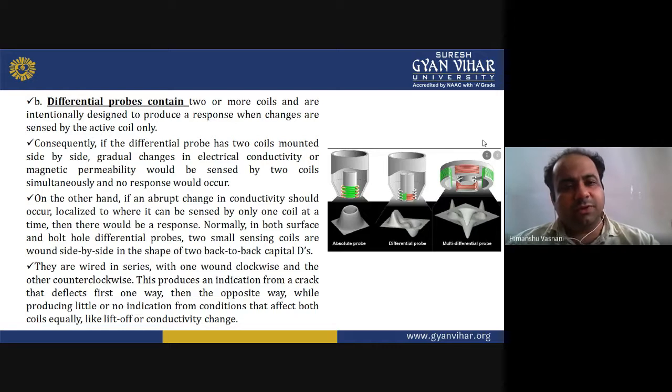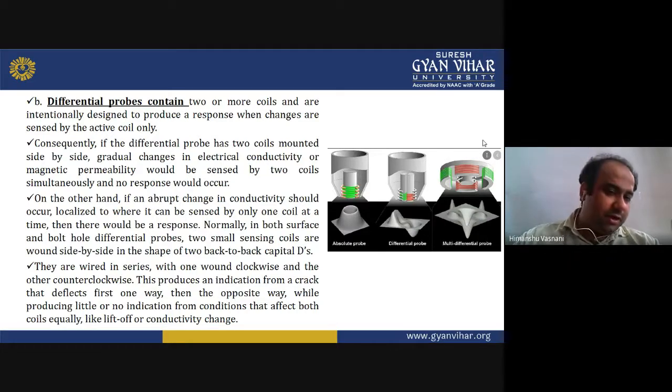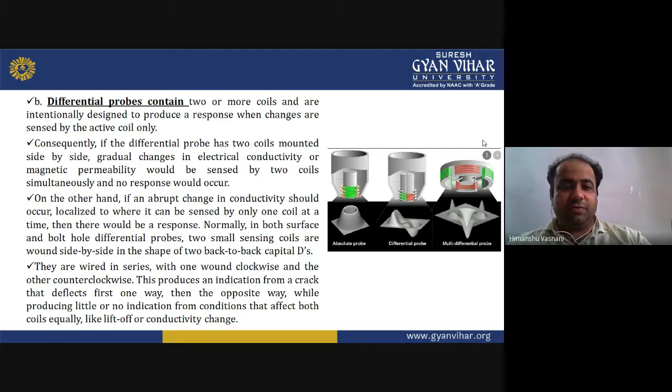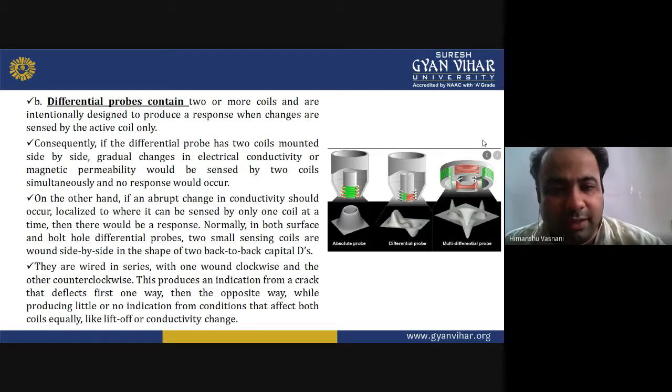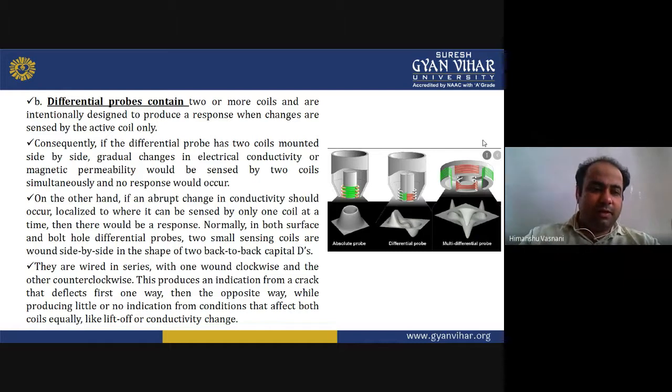Consequently, if a differential probe has two coils mounted side by side, gradual changes in the electrical conductivity or magnetic permeability would be sensed by the two coils simultaneously and no response would occur. On the other hand, if an abrupt change in conductivity should occur, localized so that it can be sensed by only one coil at a time, then there would be a response.